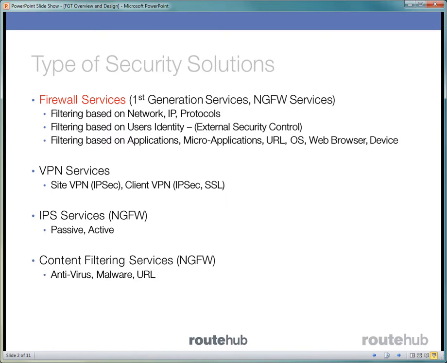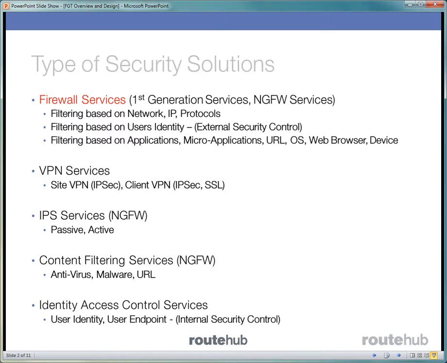We have content filtering services, and much of this is also included with the next generation firewall appliances. This pertains to antivirus checking for malware, to website filtering. And we have identity access control services, which is focused on looking at the identity of the user, then determining what type of security policy should be enforced.